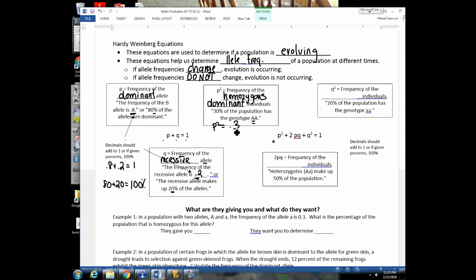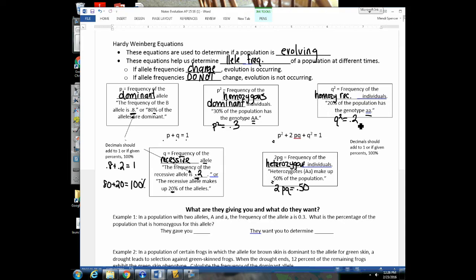2PQ is representing the frequency of the heterozygous individuals. Remember, P has to deal with the dominant allele. Q is going to have to deal with the recessive allele. If you have a dominant and a recessive allele, then you're heterozygous. So this means that heterozygotes are going to make up 50% of the population. 50% of the population is comprised of individuals that are big A, little a. Or we can say 2PQ in this situation would be 0.5. And then finally, Q squared represents the frequency of the homozygous recessive individuals. So that means 20% of the population has this genotype, or we say this genotype occurs at a frequency of 0.2. So Q squared equals 0.2 in this situation.